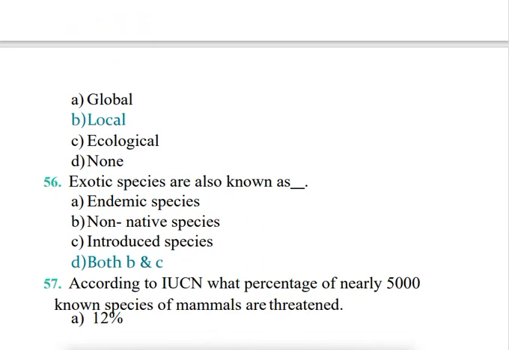Next one: exotic species are also known as endemic species. No, exotic species are not called endemic species. Exotic species are called non-native species or introduced species, which come from another country or another area. They are not native to that country. They are from outside of the country. These are exotic species, and endemic species are those that are native. So that is the main difference.